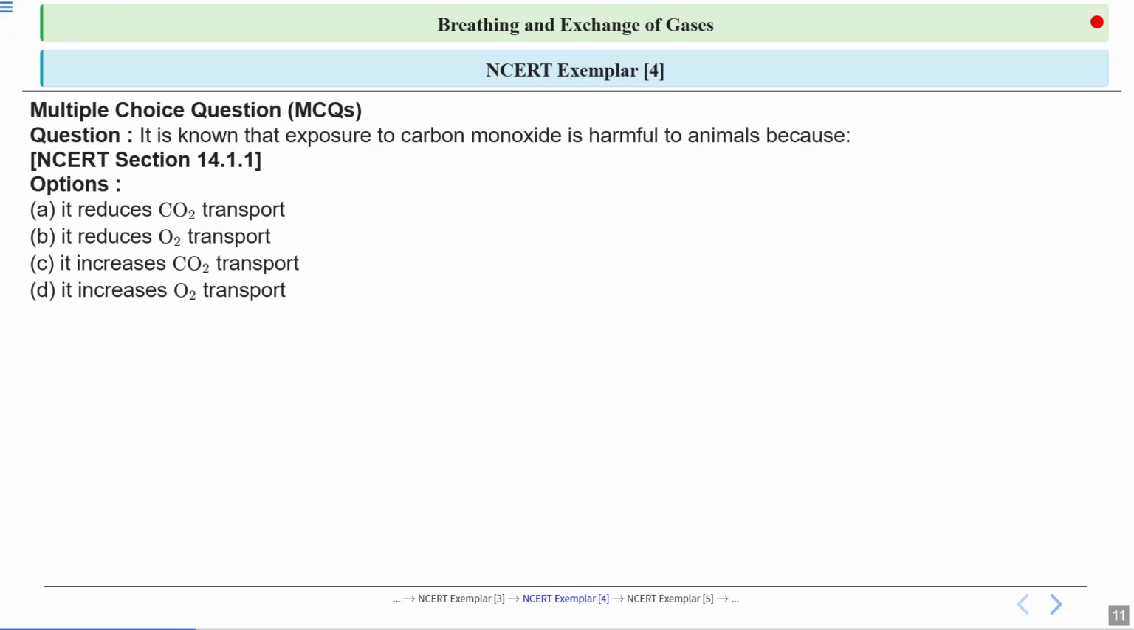Next question. It is known that exposure to carbon monoxide is harmful to animals because. This question is coming from the NCERT section 14.1.1. Options are as follows. A. It reduces carbon dioxide transport. B. It reduces O2 transport. C. It increases CO2 transport. And D. It increases O2 transport. So why is it harmful, that we should not be exposed to carbon monoxide? Let us see the answer to this question.